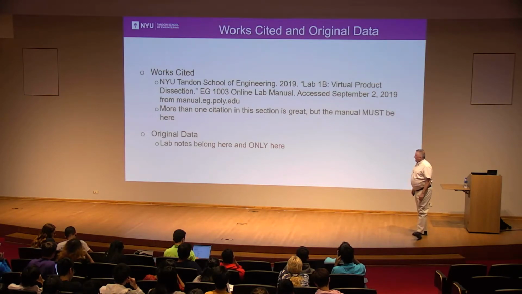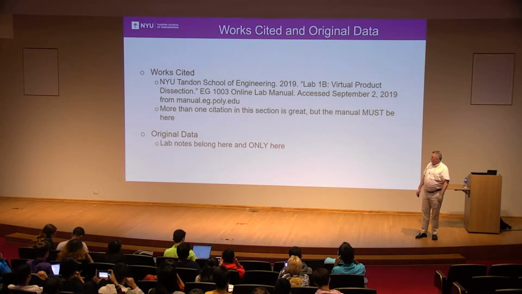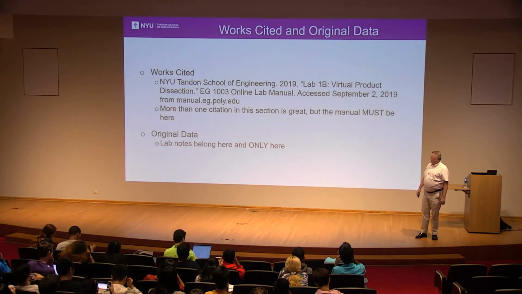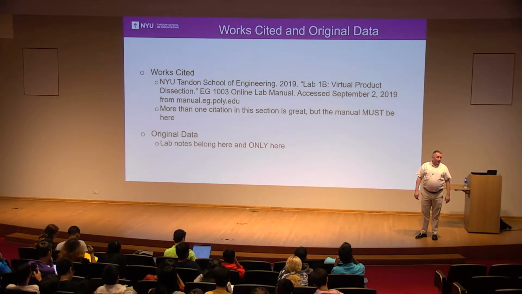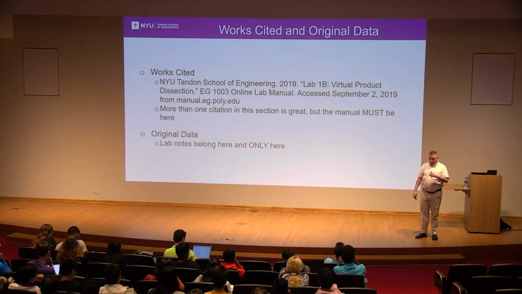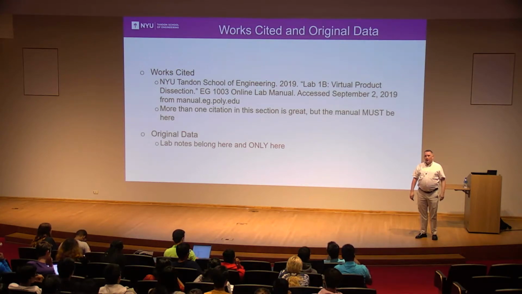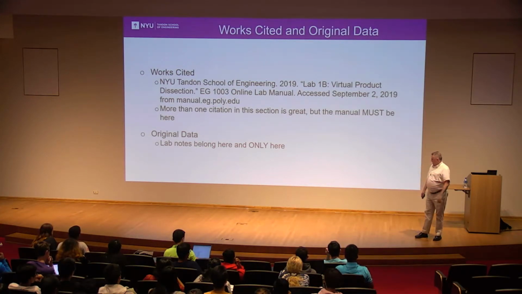This is what your works cited section should look like. You have to have the manual in here, and this is what the citation should look like. This is for Lab 1B. More than one citation in this section is very good if you want to go to other sources to gather other information. You should certainly do that. Put them in the section, have in-text citations to them. And again, you're using the format that I showed you before called author date. And when I use the author, comma, the year is 2019. You would use the same thing for the other sources here.